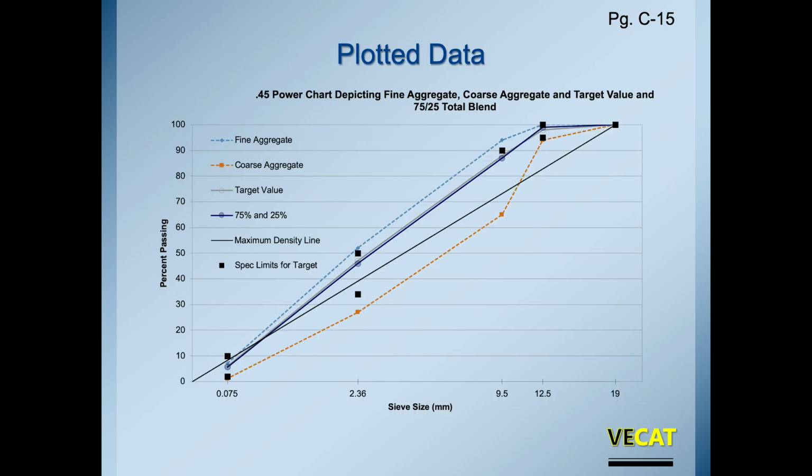Again, if you take that 45 power curve that I spoke to just a minute ago, you'll see that now our target value curve is on top of, or very close to, our 75-25 blend. So we now have achieved a blend that matches very closely to our target values.